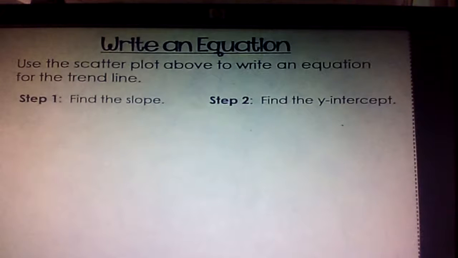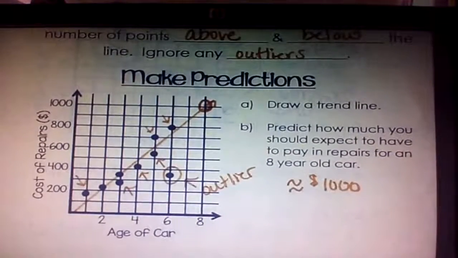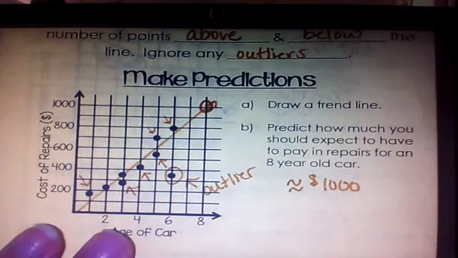So they want us to find the slope, find the y-intercept, and give them an equation that fits that line. In order to find the slope, remember, I need 2 points. So find me 2 points that fall on the line. He said 5 and 500.